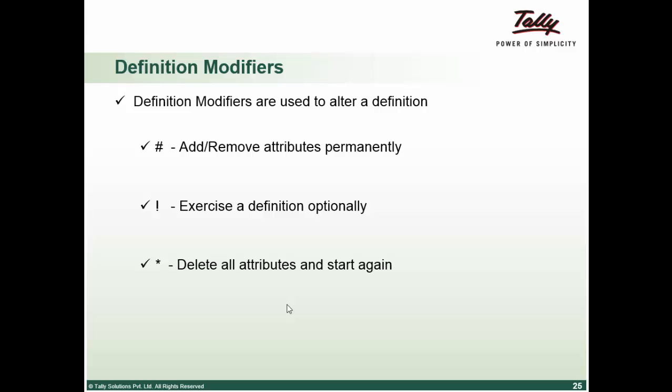Definition modifiers that are used to alter the definitions are hash, which removes or makes a change permanent. Exclamation makes a definition optional. So based on a condition, if there is something that you want to execute, it will be prefixed with an exclamation mark. And then we have the reinitializer, which deletes all the attributes of the existing definition. So it makes the entire definition blank and you can restart writing the entire definition.